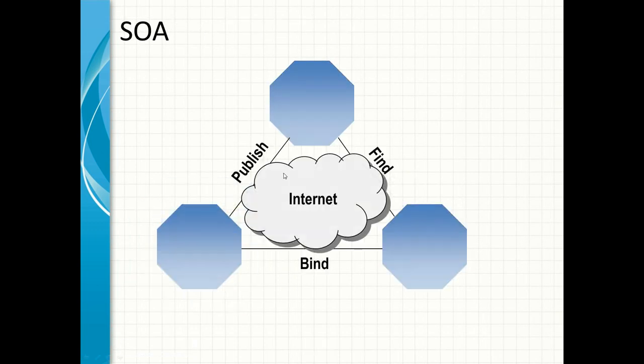Okay. So SOA means the service provider will publish the service. The consumer will find it using the broker. Broker will bind a service to the consumer. Broker's job is to bind. Consumer's job is to find. Service provider's job is to publish. You see, and the internet is there. This is SOA using web services.